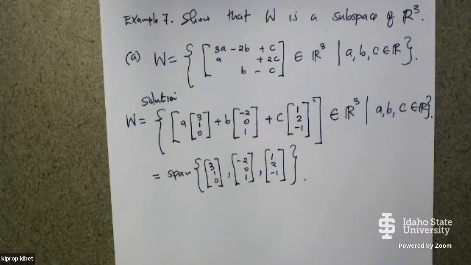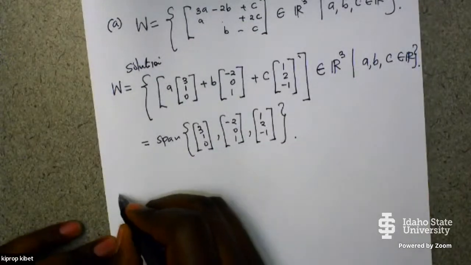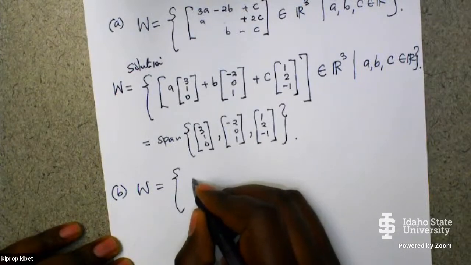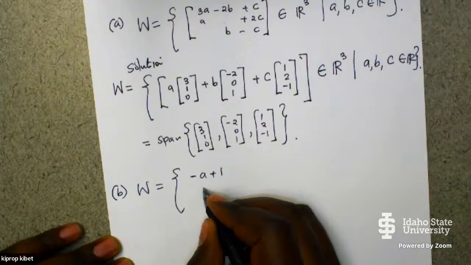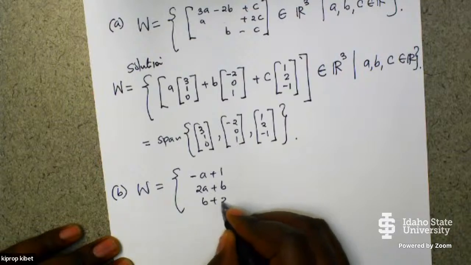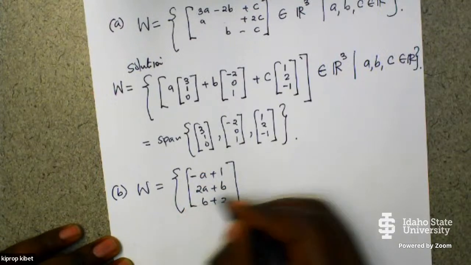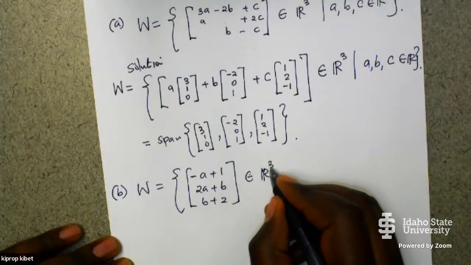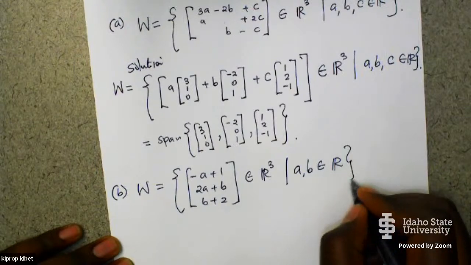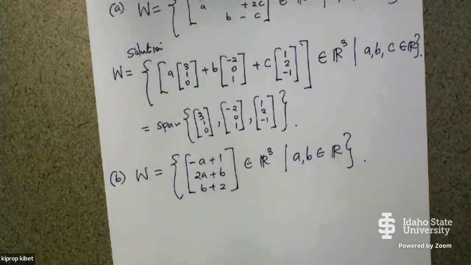Now, number B. If you're given W to be equal to (minus A plus 1, 2A plus B, B plus 2), check whether this is a subspace of R3, where A and B are real numbers. So how can we see whether this one has 3 entries?